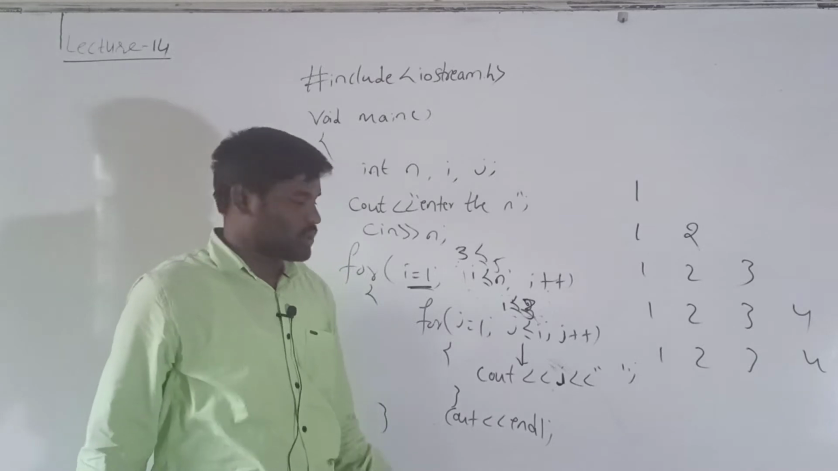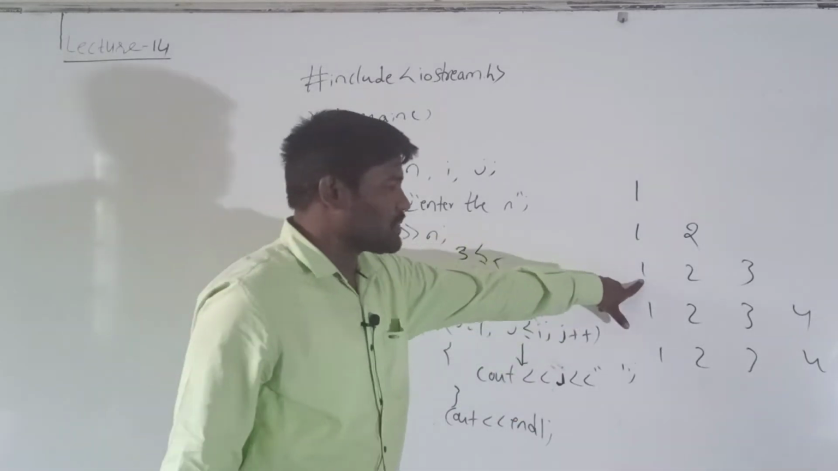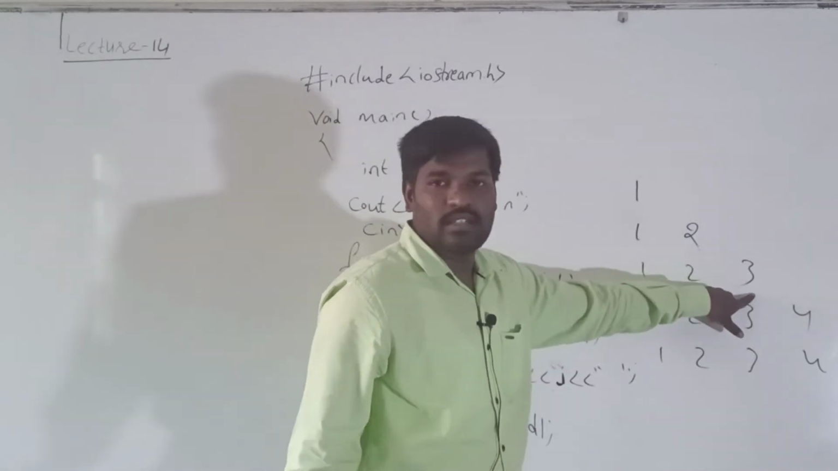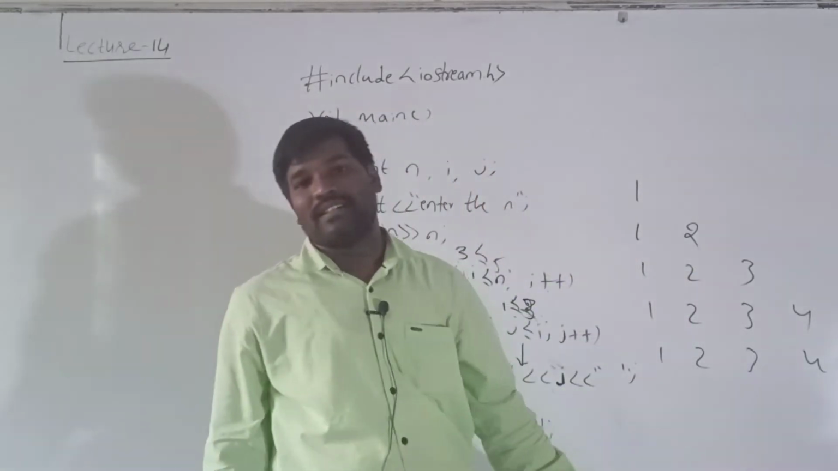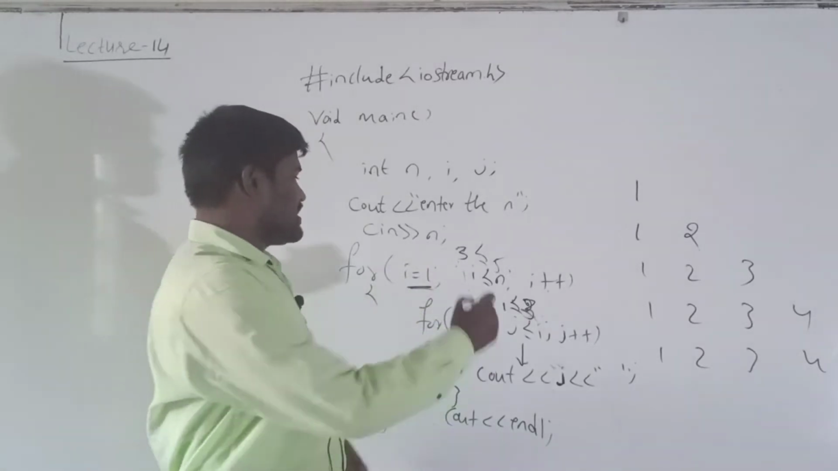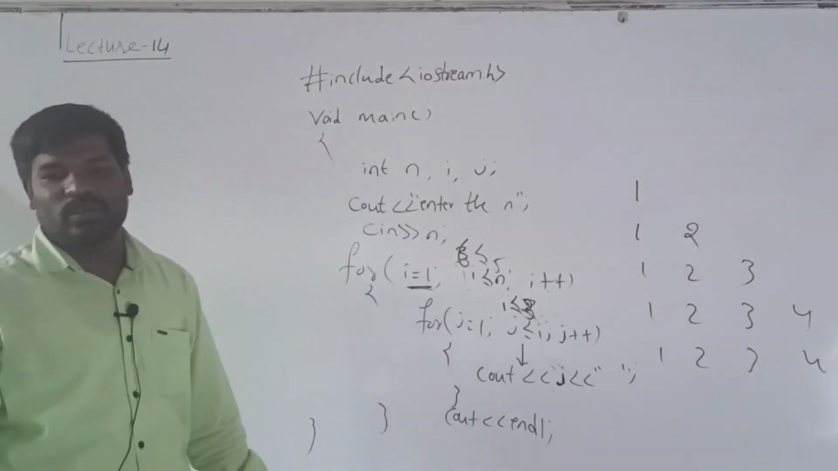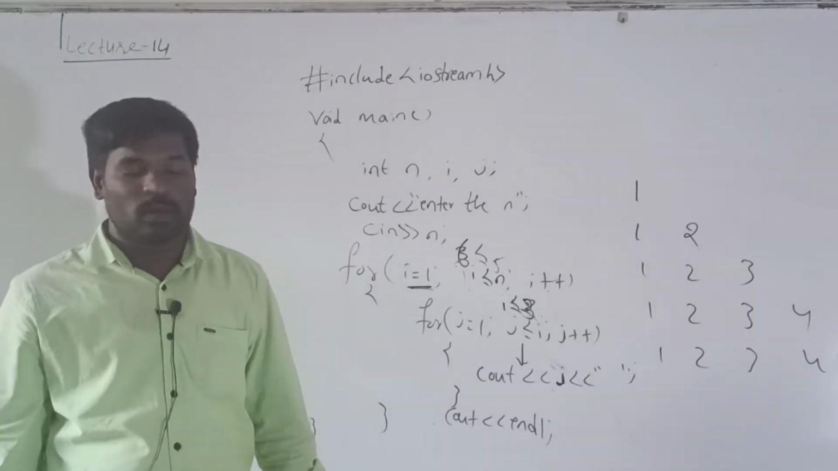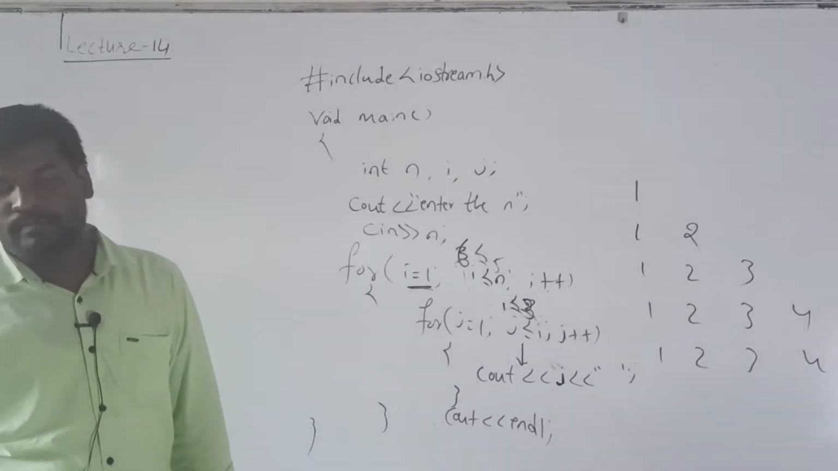Again the condition is true. True means j value is 1, it will print 1. Next, when the j value becomes 2, it will print 2, 3. Like this, it will print the remaining lines. When the I value becomes 6, 6 is less than or equal to 5, the entire condition becomes false. It will come out of the loop and it will stop the program.